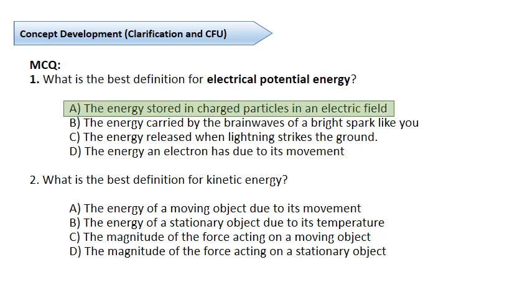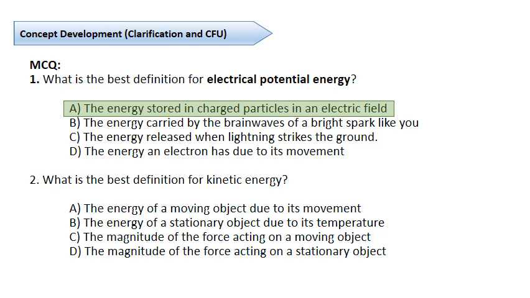Okay, the answer is indeed A, the energy stored in a charged particle in an electric field. Question 2, what is the best definition for the kinetic energy? A, the energy of a moving object due to its movement. B, the energy of a stationary object due to the temperature. C, the magnitude of force acting on a moving object. Or D, the magnitude of the force acting on a stationary object.